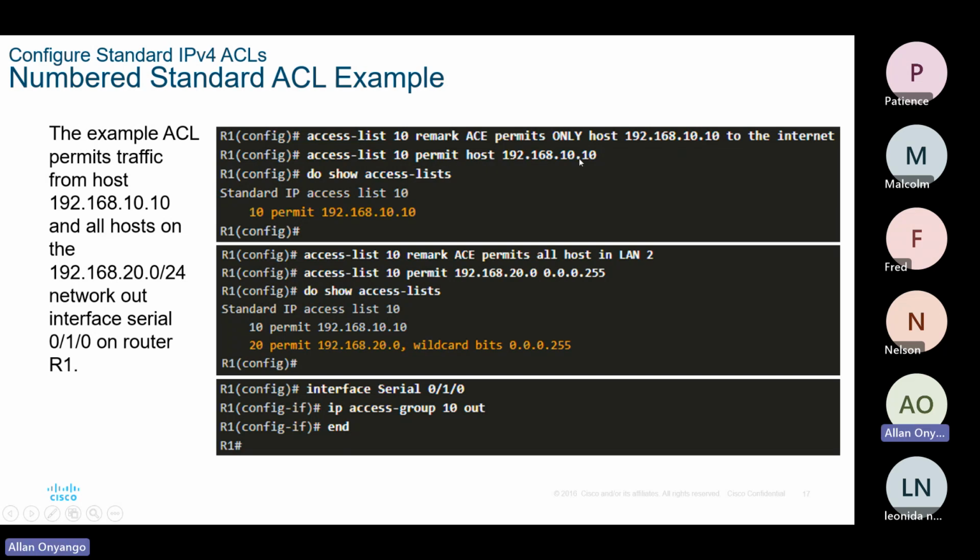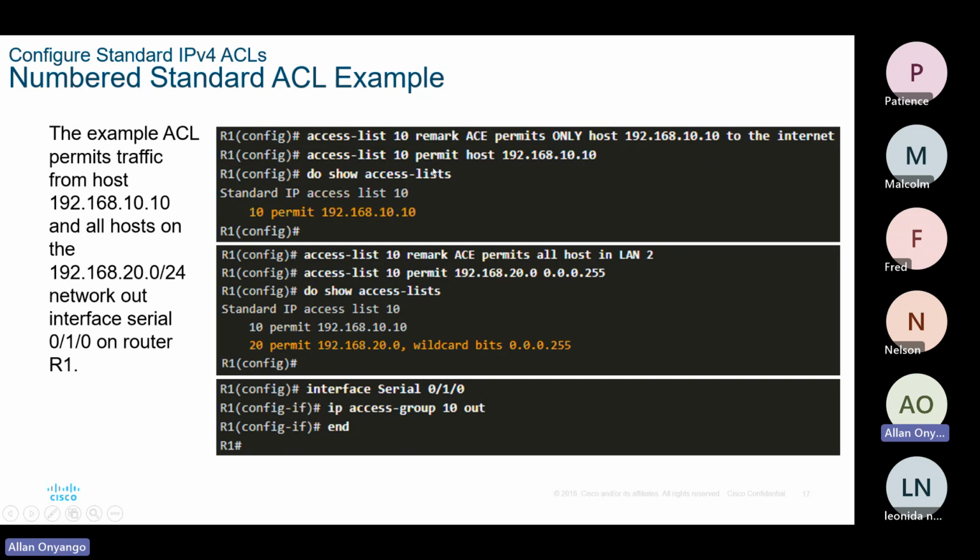You are also allowed to use the wildcard mask. Only that when you use the wildcard mask for one particular IP, you use a quad 0 wildcard mask. So you say access list 10 permit. You don't use the word host. So you say 192.168.10.10 space 0.0.0.0. That is the wildcard mask for a single IP address. So you have 2 ways of configuring a single host address.